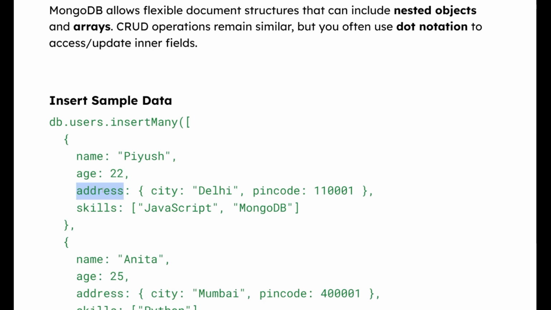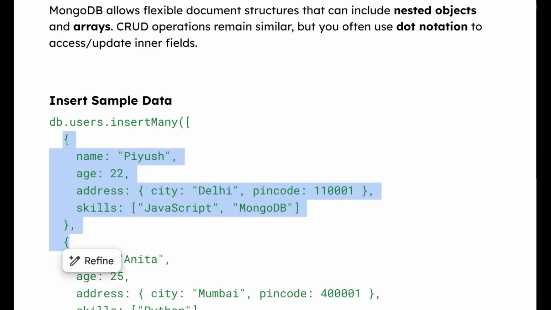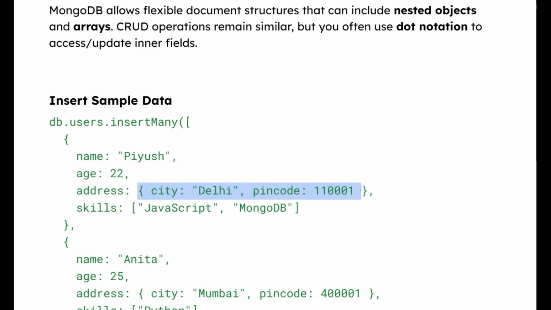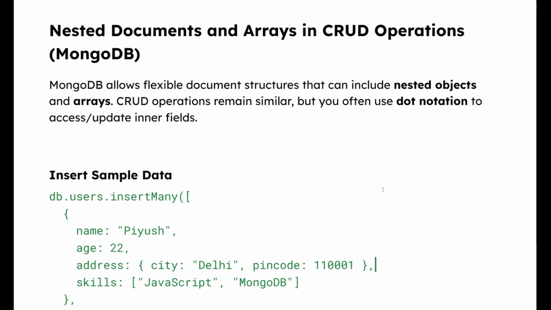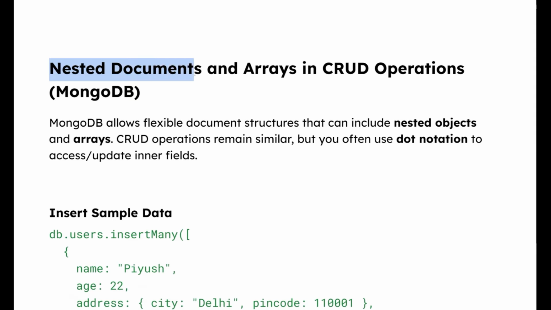But here in the address, you can check, this is an object, meaning a document which you are storing, right? And inside this particular document, another document is present, and that's why it is called a nested document. This is what we are going to understand in this lecture. So let's go to our MongoDB shell and try to write the query to insert nested documents for our database.